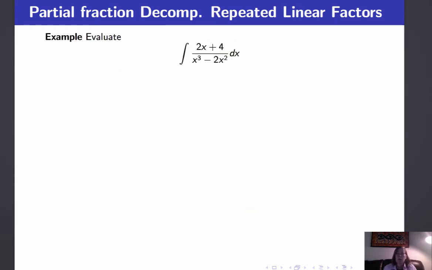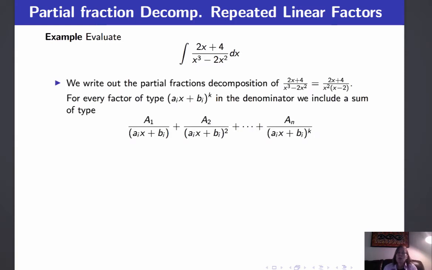Let's try to integrate this particular function, 2x plus 4 over x cubed minus 2x squared. For our partial fractions decomposition, we factor the denominator here into x squared times x minus 2. We have one repeated factor, x, or x minus 0, which is squared, and we have one factor which is not repeated, x minus 2.